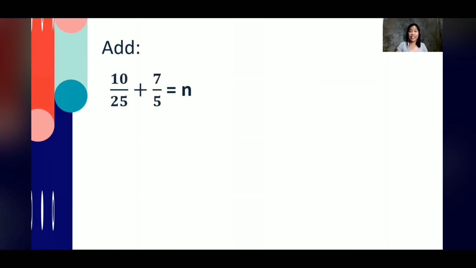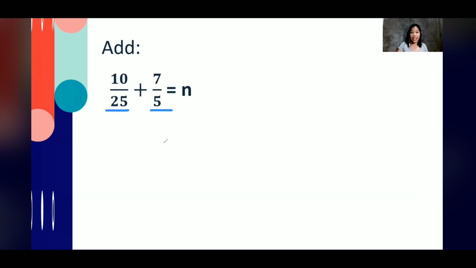Write this on your paper and then solve it. Simplify if it is possible. Done? Okay, let us check if your answer is correct.